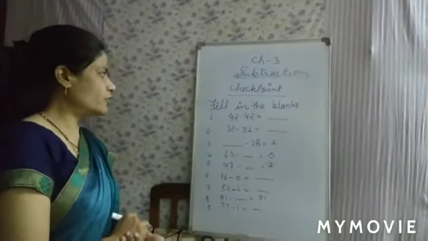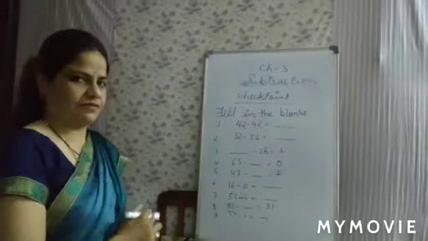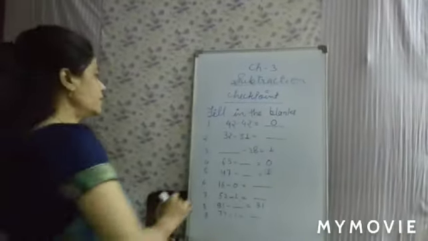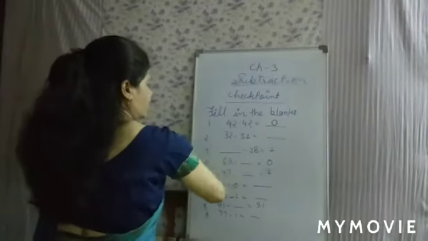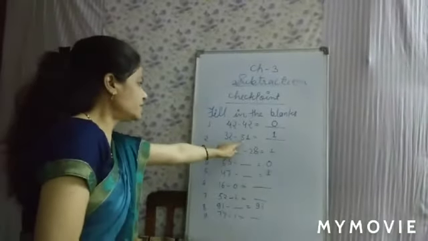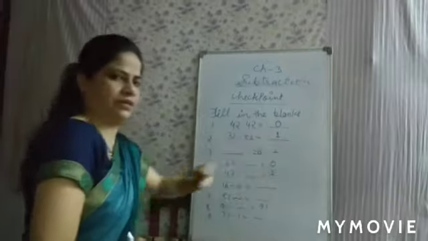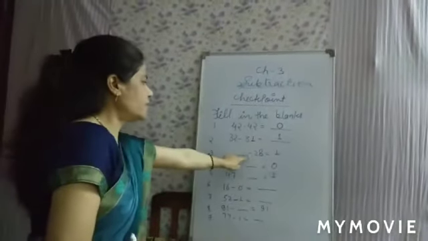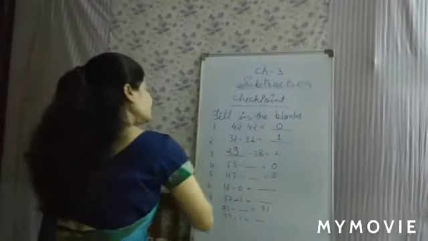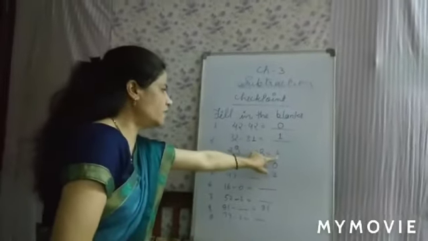So first is 42 minus 42. The number is subtracted from itself. What will you get? 0. Okay. 32 minus 31. What will you get here? 1. Here the previous number is subtracted from the number. So what will you get here? 1. Dash minus 28 equals 1. So you have to write here 29. Okay. 29 minus 28. What will you get here? 1.